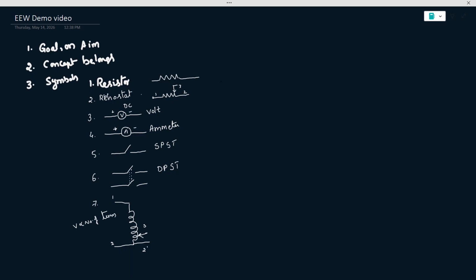Because if you move this terminal 3 on this winding, between 3 and 2', the number of turns will change. So obviously, what happens? The voltage will change. As the number of turns increases, as it moves from bottom to top, what happens to the voltage? That is also increasing. By seeing this, we can say that with this autotransformer we can obtain variable voltage from a fixed voltage.